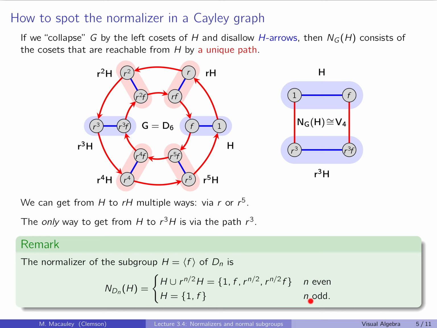However, if n is odd, then there is no coset right here. And so the normalizer of H is just going to be H itself.